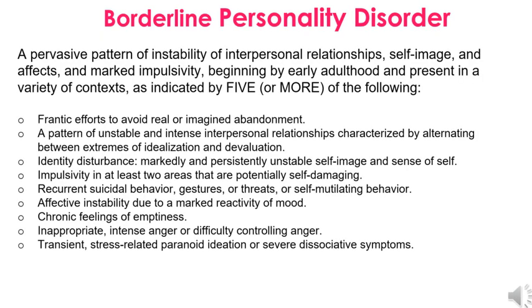According to DSM-5, a person with borderline personality disorder should have at least 5 or more of the following, beginning by early adulthood. 1. Frantic efforts to avoid real or imagined abandonment. 2. A pattern of unstable and intense interpersonal relationships characterized by alternating between extremes of idealization and devaluation. 3. Identity disturbance, markedly and persistently unstable self-image and sense of self. 4. Impulsivity in at least 2 areas that are potentially self-damaging.